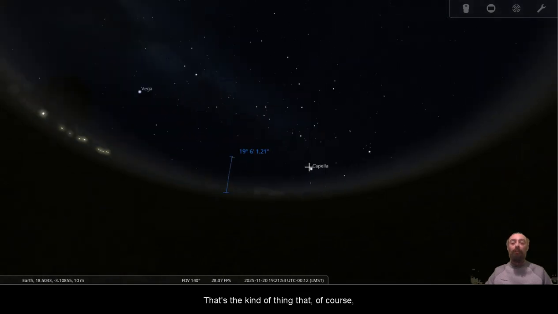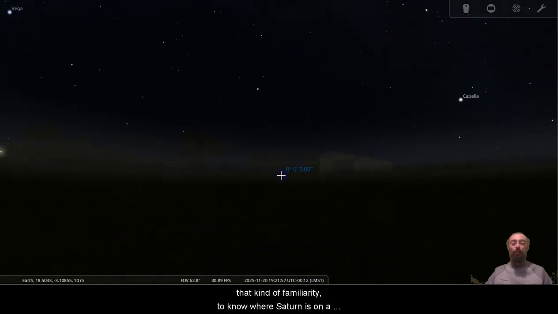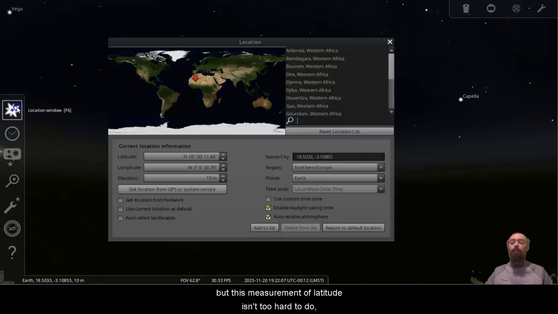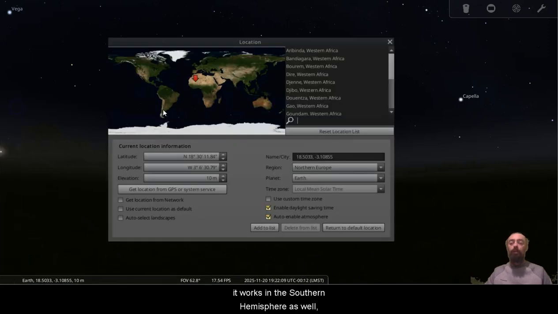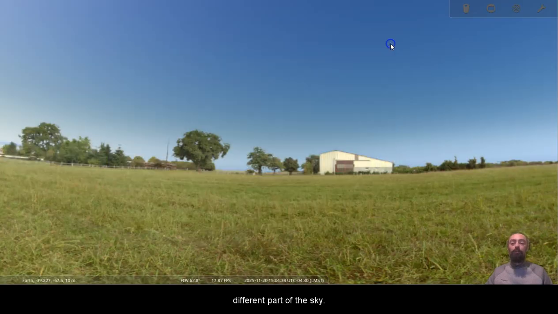That's the kind of thing that, of course, you need to be looking at the night sky regularly to build up that kind of familiarity, to know where Saturn is on a given night and know that it won't have moved too much since the last time that you saw it. But this measurement of latitude isn't too hard to do. It works in the southern hemisphere as well. Of course, you have to look for a different part of the sky.